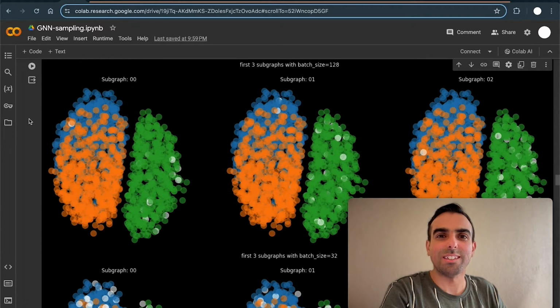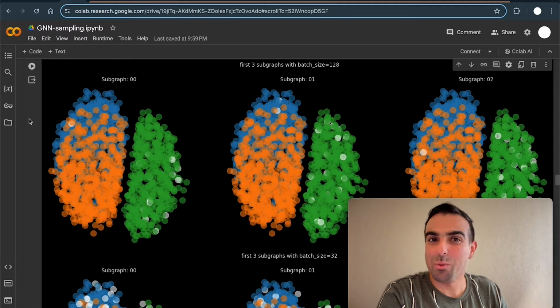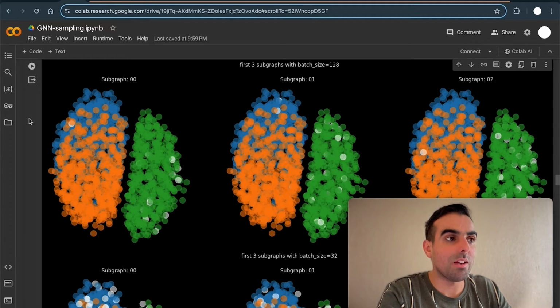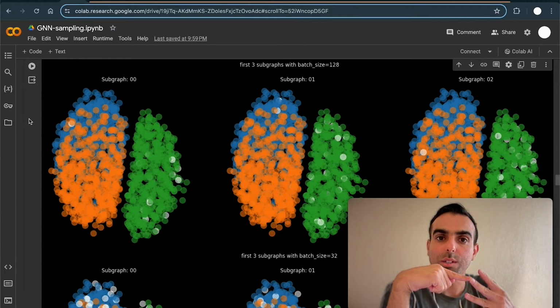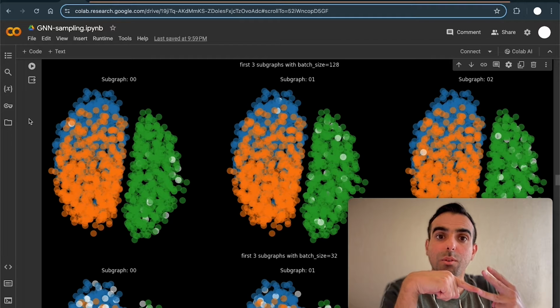So let's get started. I'm not gonna lie, this was one of the most difficult topics I've read about. It's because most of the survey papers in this field have three categorizations. The first category is node sampling. The second category is layer-wise sampling, and the third category is subgraph sampling.